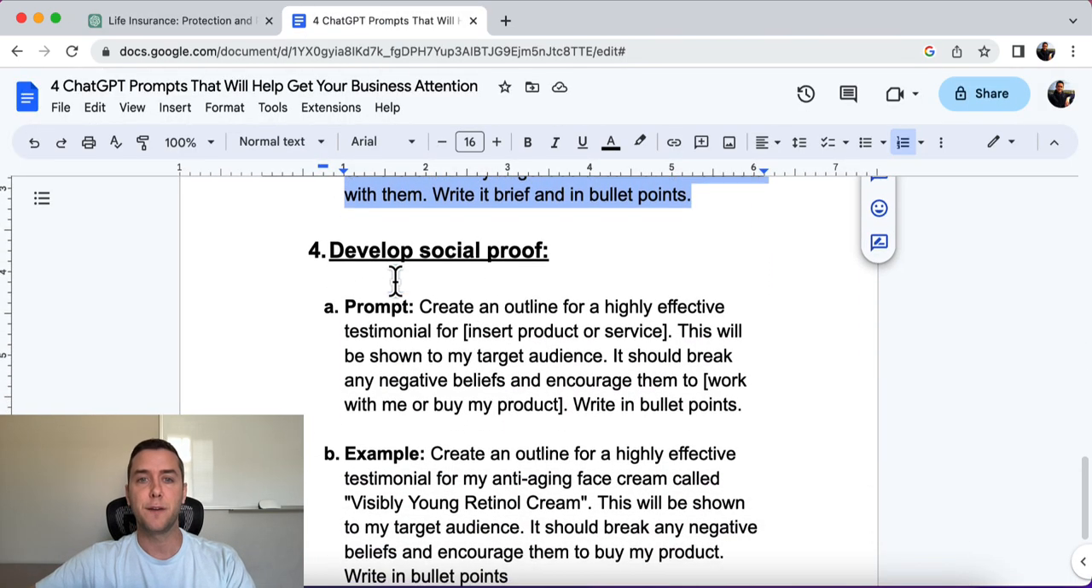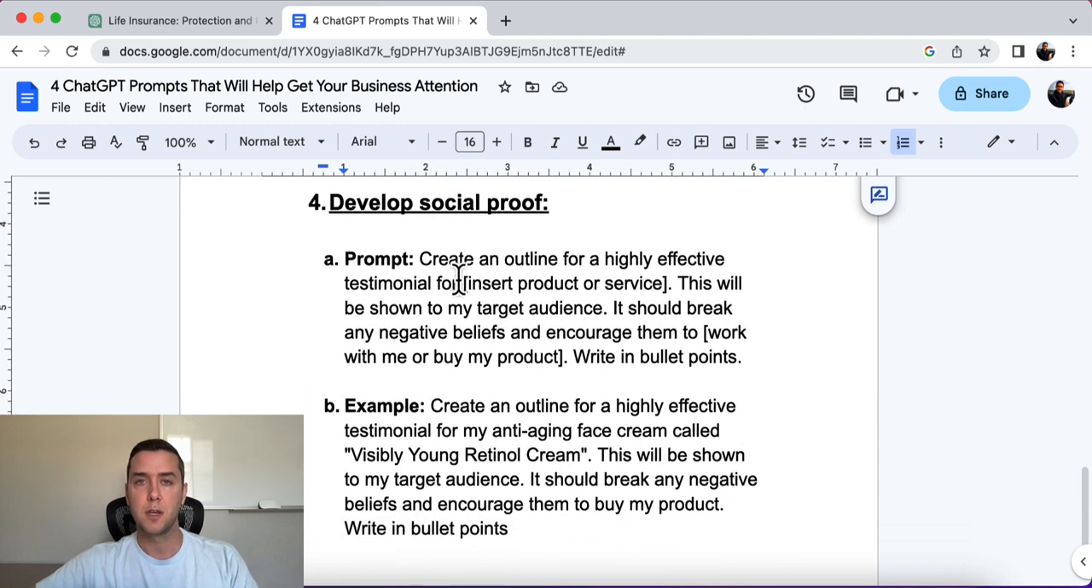Okay. And the final is developing social proof. So social proof is so important, so critical, especially on the internet. You need to have some kind of social proof that shows, hey, I know what I'm doing. These people have experienced what I've experienced, or they have experienced the desirable results, and you can too.